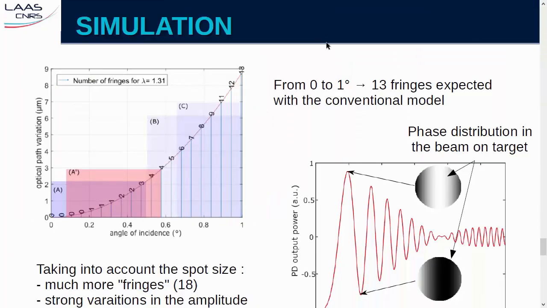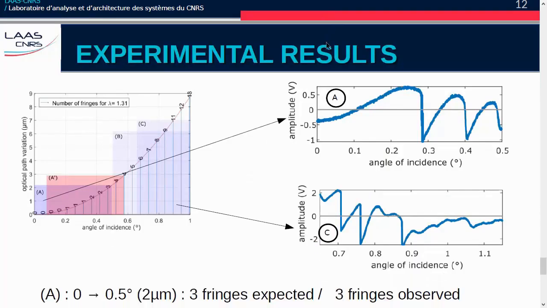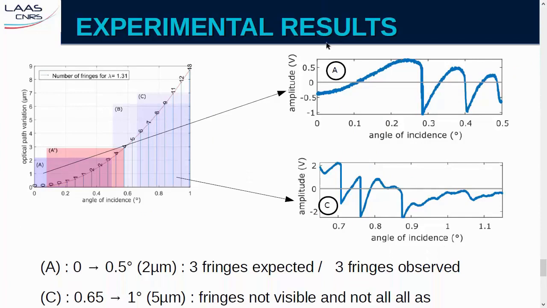So what is the model saying? The simulation is saying that with the conventional model, we should have 13 fringes. But by taking into account the beam size on the target, then we get up to 18 fringes. And as you can see, here we do not take into account the fading in power that is fed back, but you see that the signal is drastically fading because of loss of coherence in the light that is coming back.